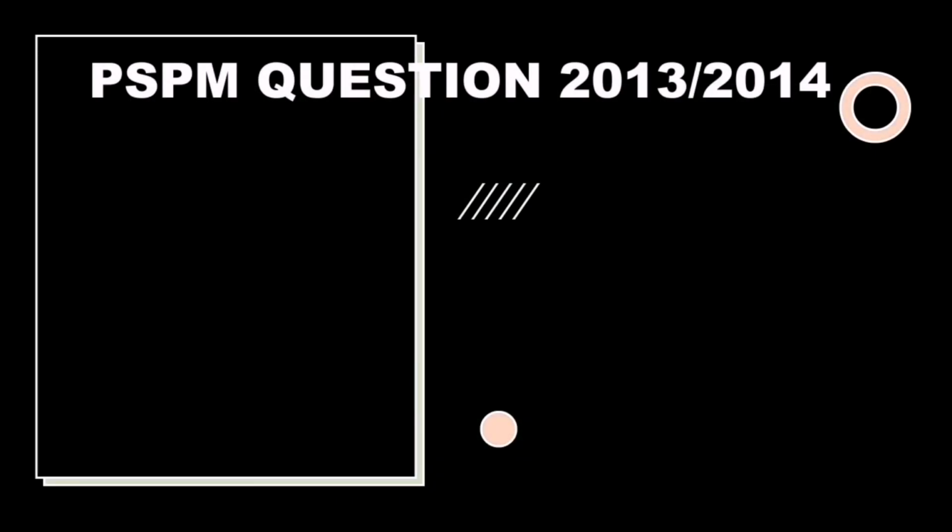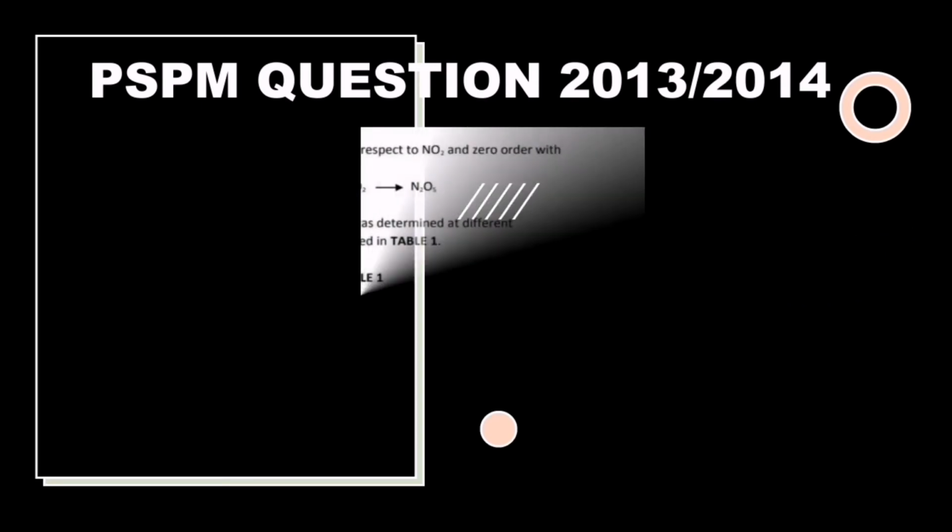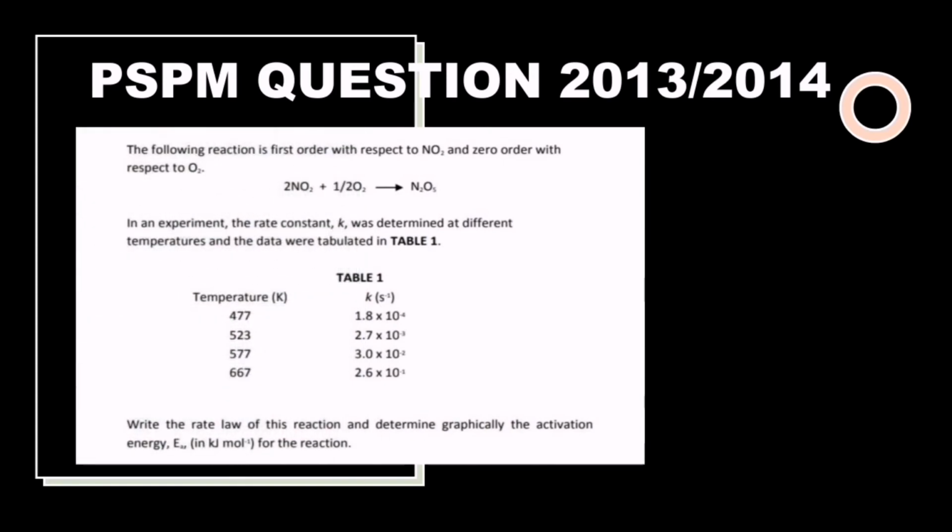Now I will show you the PSPM question 2013-2014. So kalau ikutkan soalan ni jarang keluar soalan graph untuk determine activation energy. So the following reaction is first order with respect to NO2 and zero order with respect to O2. So in table 1, the temperature is given in unit Kelvin and the value of rate constant is given. Write the rate law of this reaction and determine graphically.